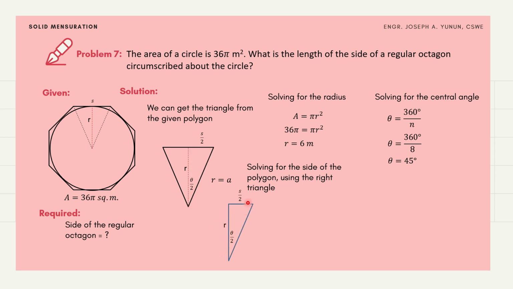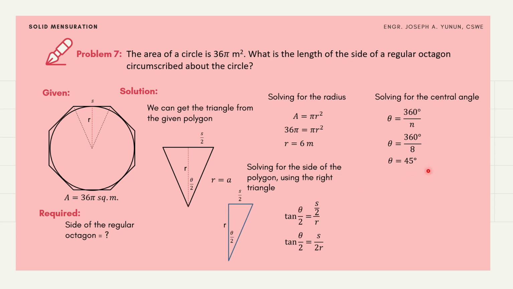Here you have theta all over 2, this is r, and that is s all over 2. So using a tangent function based on this given angle, you have the adjacent and this one is opposite. So tangent is opposite, which is s all over 2, all over adjacent side, which is r. Then simplifying that, you get s all over 2r.